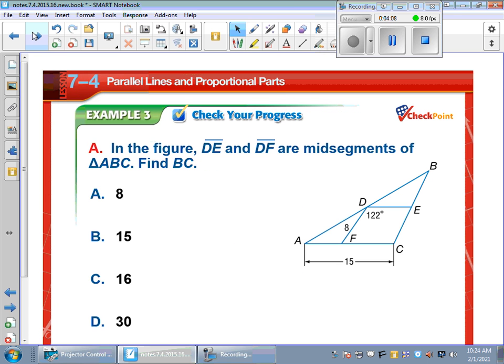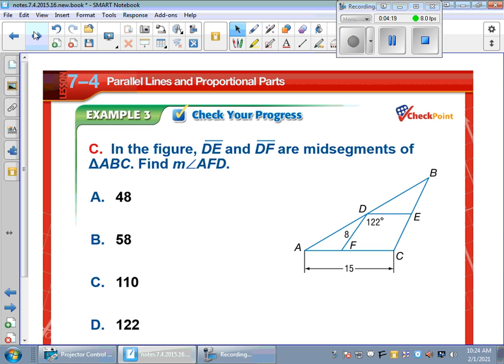Next slide here, same concept. If this is 15, half of that is 7.5. If this is 8, double that to get 16. Next slide here, we have the alternate interiors. Alternate interiors where they want us to find AFD, so this is the same as this. Both going to be 122.